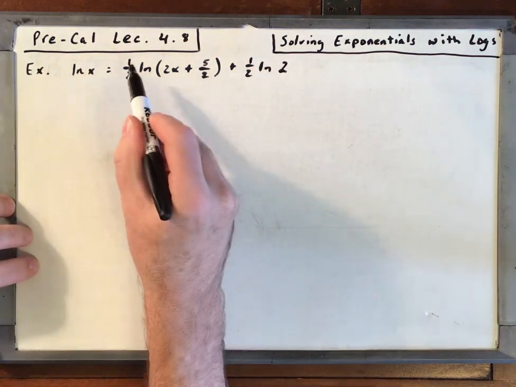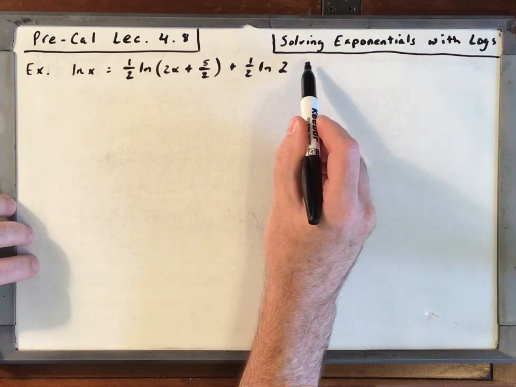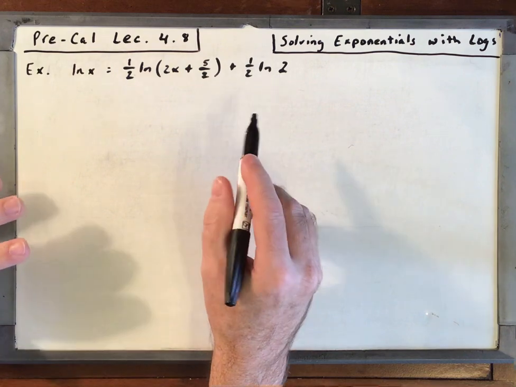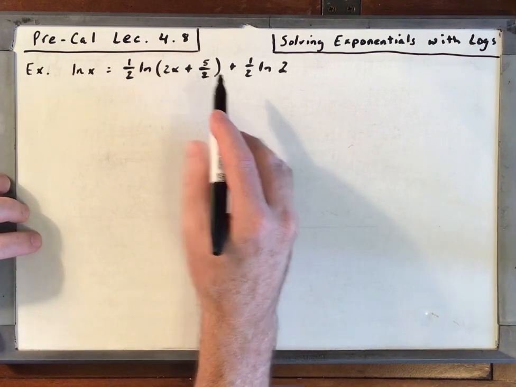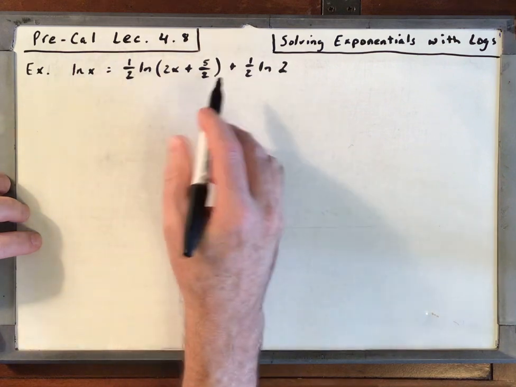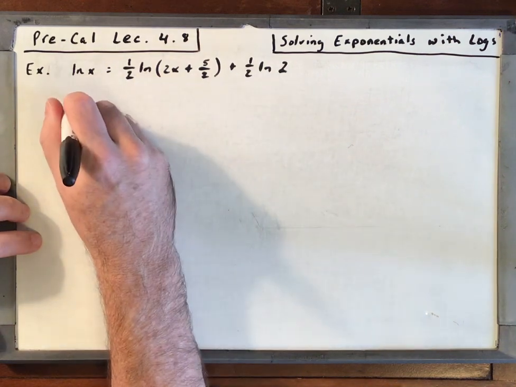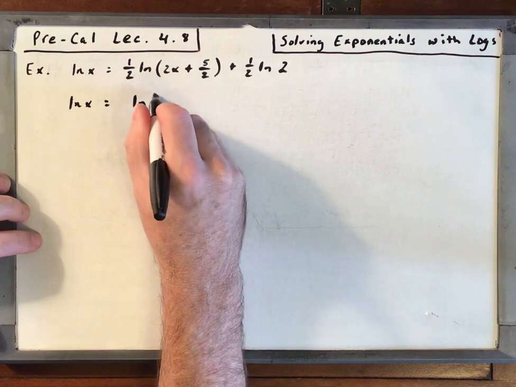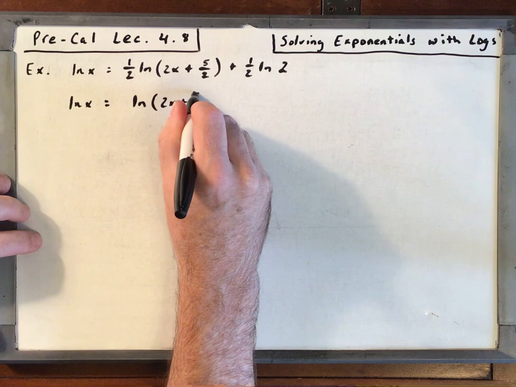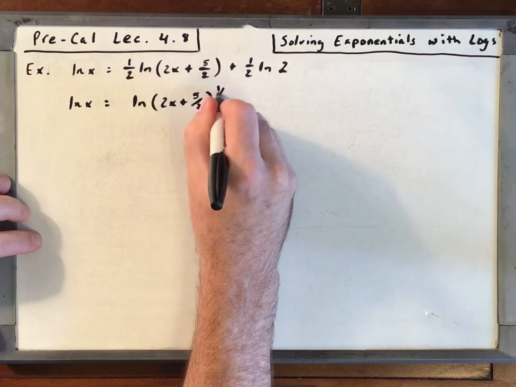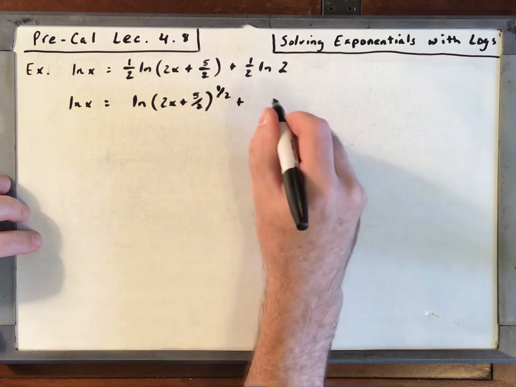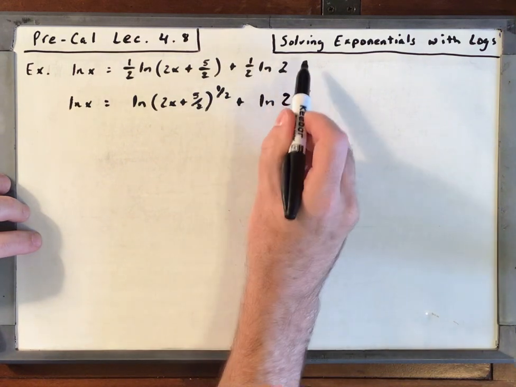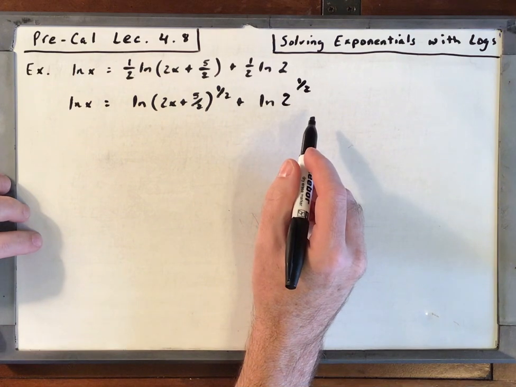Now what I want to do first is make these coefficients into exponents, because we're going to take all these natural logs and put them all together. Okay, we're going to build a log house or a log cabin. So I've got natural log of x is equal to the natural log of (2x plus 5/2) to the 1/2 plus the natural log of 2 to the 1/2. All I did was take that coefficient, make it into an exponent using properties of logs.